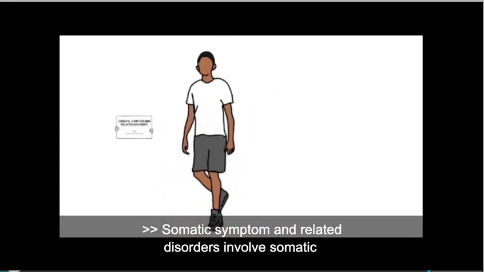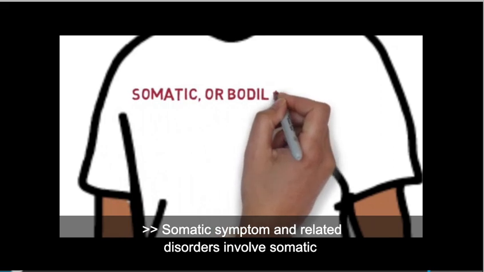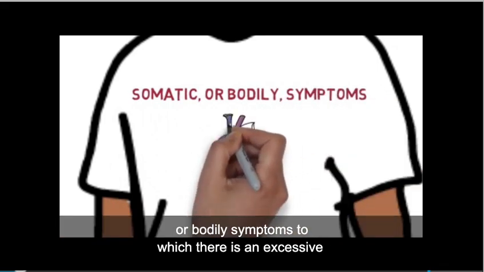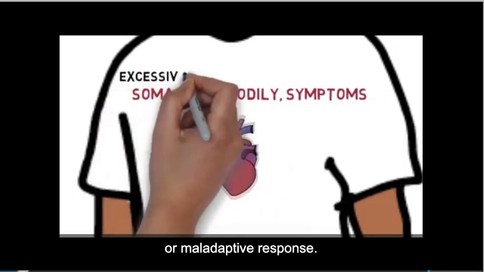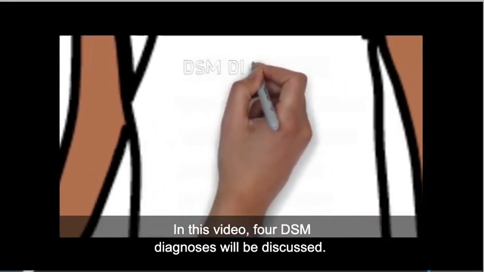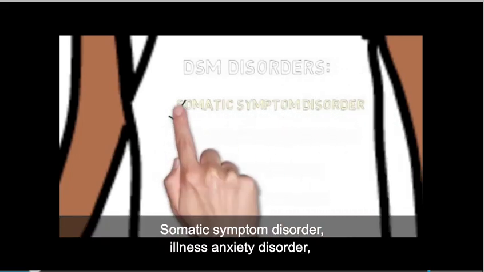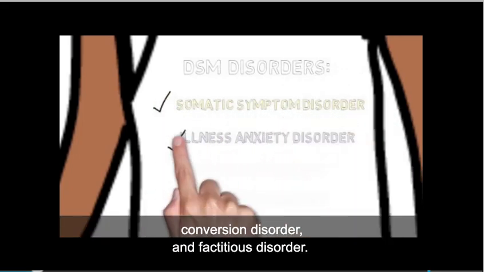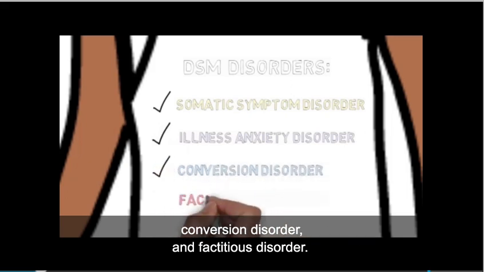Somatic symptom and related disorders involve somatic or bodily symptoms to which there is an excessive or maladaptive response. In this video, 4 DSM diagnoses will be discussed: somatic symptom disorder, illness anxiety disorder, conversion disorder, and factitious disorder.